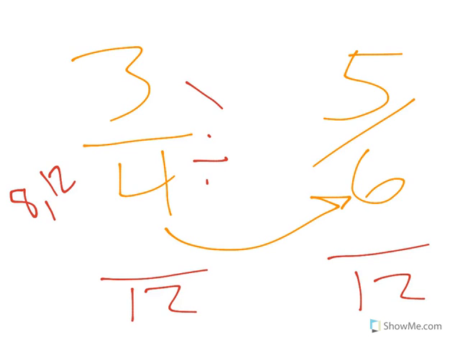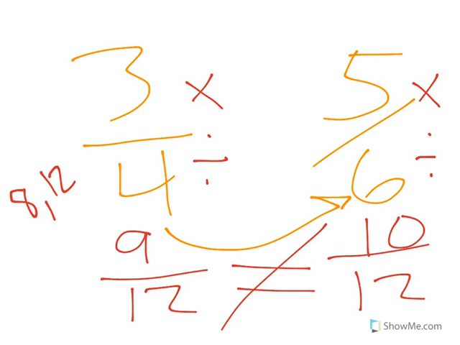12, remember we're going to divide then times. 12 divided by 4 is, good, 3. 3 times 3 is 9. 12 divided by 6 is 2. 2 times 5 is, good, 10. Are they the same? No.